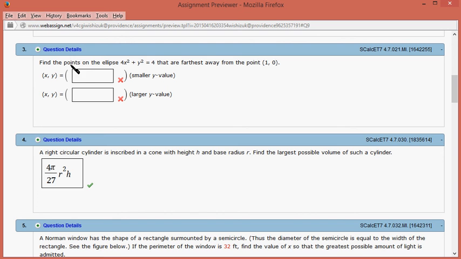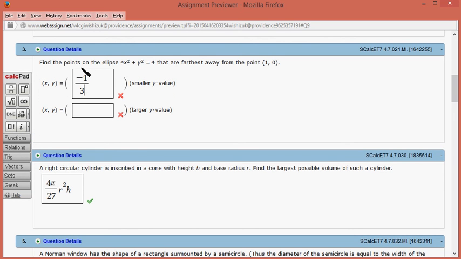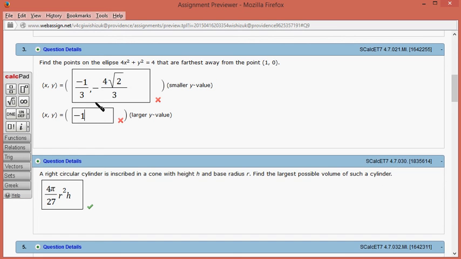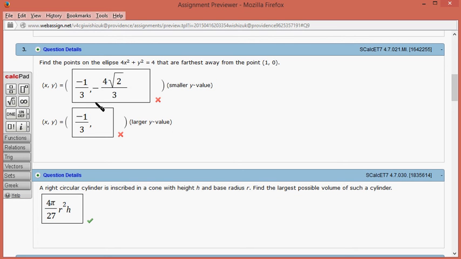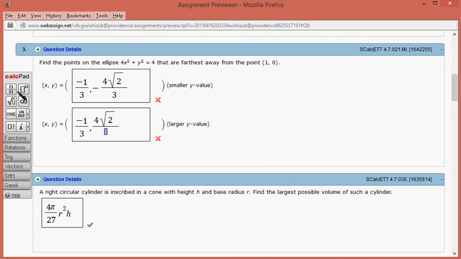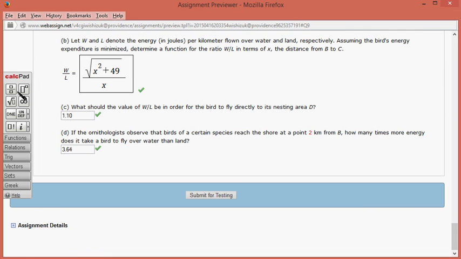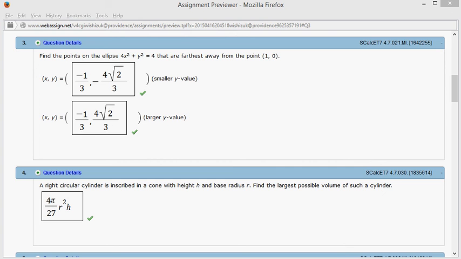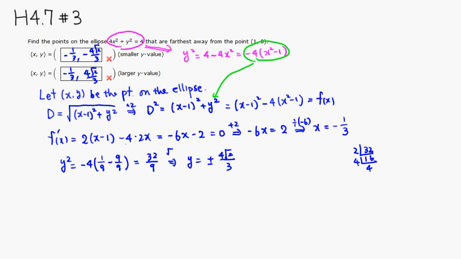Alright, let's see. Yep. So you have negative 1/3, comma, and we have 4 square root of 2 over 3, and I forgot the negative sign. Then the next one is negative 1/3 still, and then a positive 4 square root of 2 over 3. Alright, so let's double check. Submit for testing. It came back and looks like we got this one correctly. Alright, that's it. I hope that this was clear.